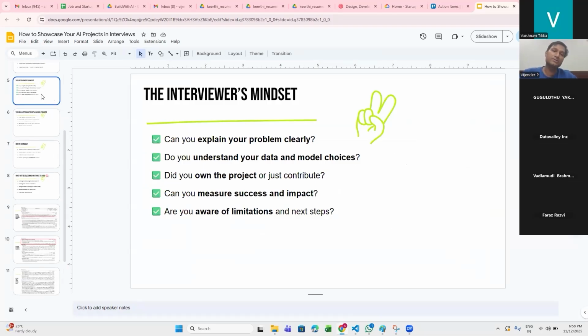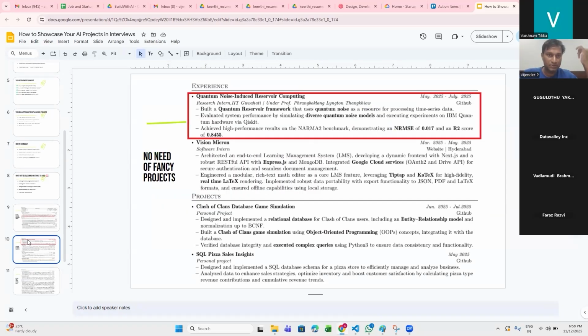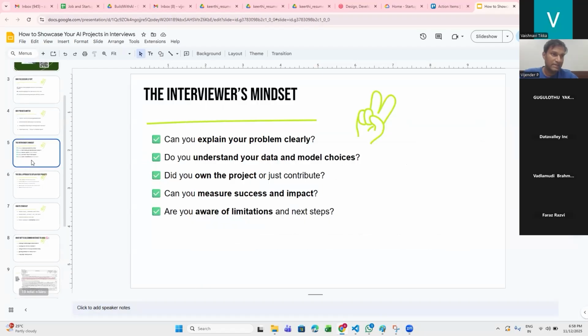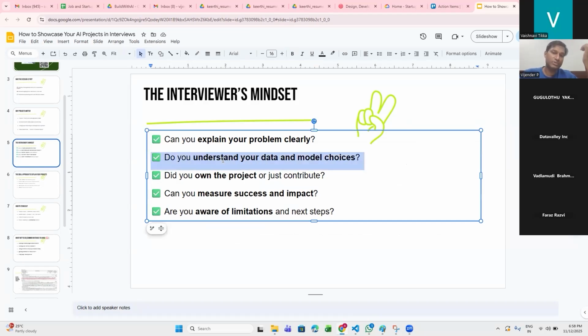In that case, the candidate should have said, the problem we're trying to solve is to predict the temperature based on time series data of the last 10 years with a 1 minute interval for a particular geography, using that quantum reservoir framework. Then I know exactly what problem she's trying to solve. And the second thing is, do you understand your data and model choices?